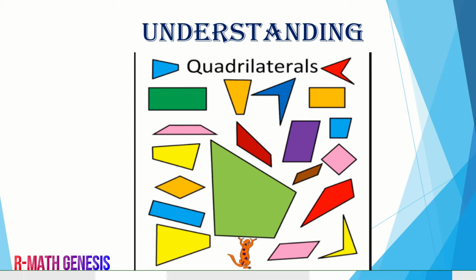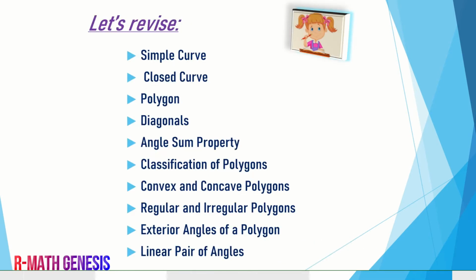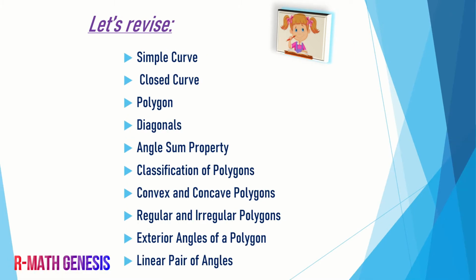properties. Alright, so in today's session let's revise some of the concepts. These are the concepts which we will be revising in today's session. There are simple curve, closed curve, polygon, diagonals, angle sum property, classification of polygons based on the sides and vertices, convex and concave polygons, regular and irregular polygons, exterior angles of a polygon, and linear pair of angles.